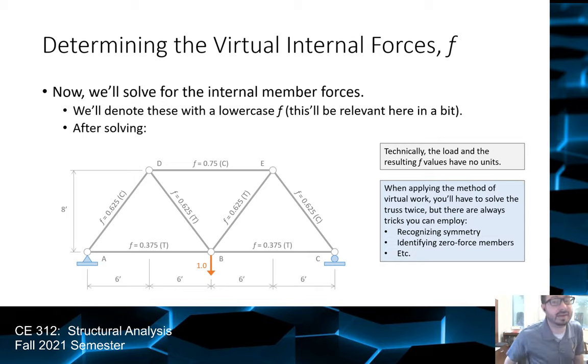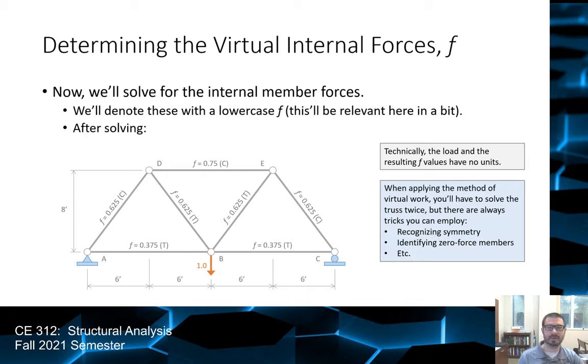Technically, from a units perspective, these have no units, and I'm going to talk about the units in a little bit more detail in a second. But one thing to keep in mind is, and I know this kind of sucks, you do have to analyze the truss twice to do the method of virtual work. But when you do it the second time for the virtual load, you have a truss and you're only placing a single load on it. So you do have to solve the truss twice.